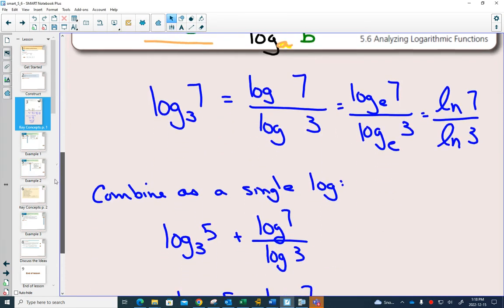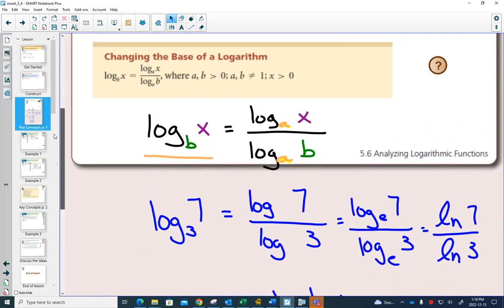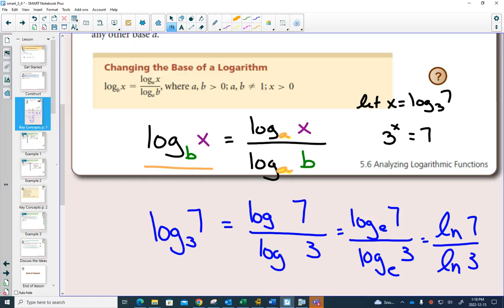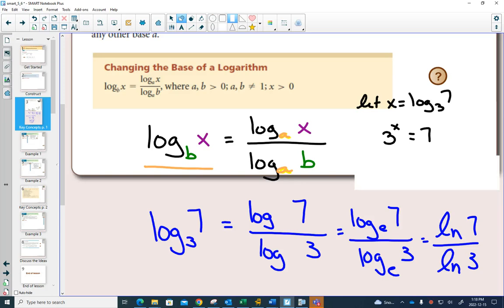The reason why is if you let x equal log base 3 of 7, you could change this to exponential form, which means the base is 3, the exponent is x, and the answer is 7. If I do that, I can solve a log equation.